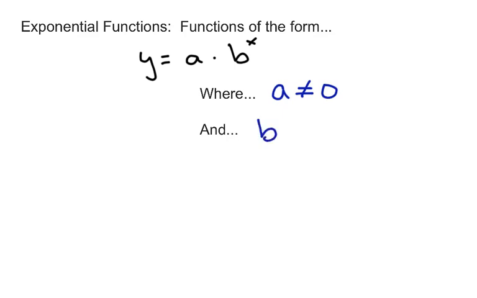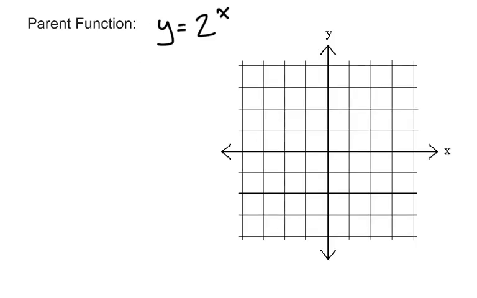And b, we're going to want to be greater than 1. So if b is a positive number and it's greater than 1, then our functions are going to be growing. Let's take a look at a parent function, y equals 2 to the x. Now we could change the base all we want, but we want to look at the graph and just kind of the characteristics of the exponential growth function.